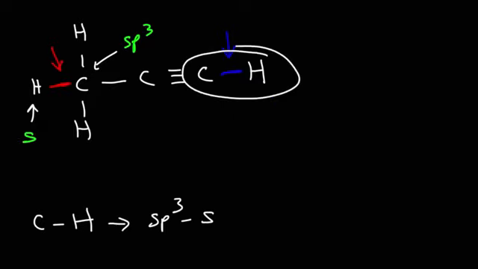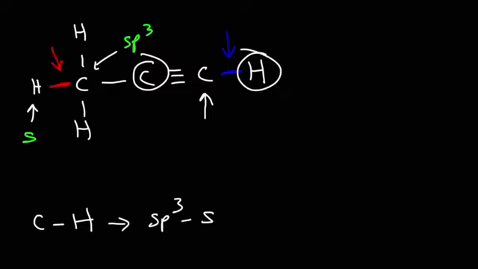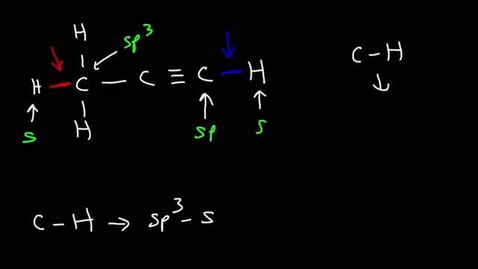Now what about the C-H bond highlighted in blue? What is the hybridization of that C-H bond? Feel free to pause the video if you want to try it. So let's start with the carbon atom. That carbon is attached to 2 other atoms, so it's going to be sp hybridized, and hydrogen is always s hybridized. So that particular C-H bond is going to be sp-s hybridized.